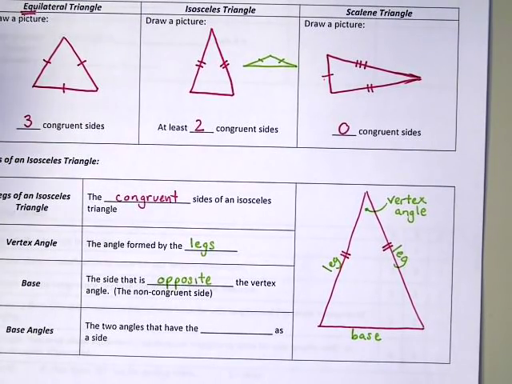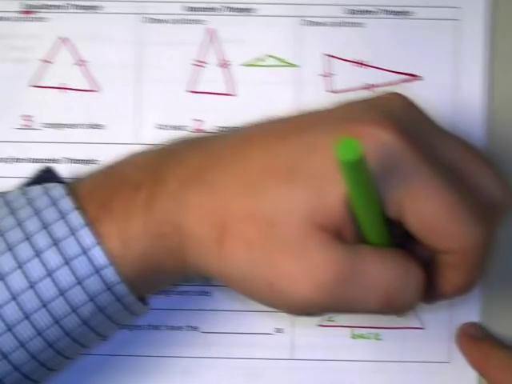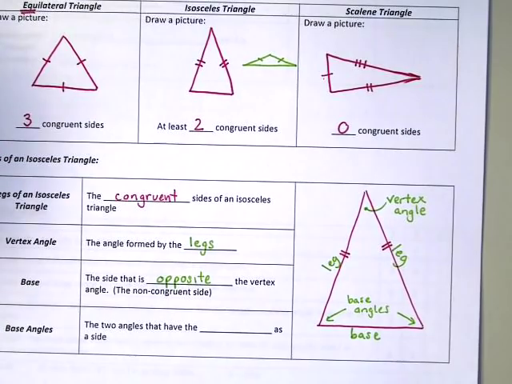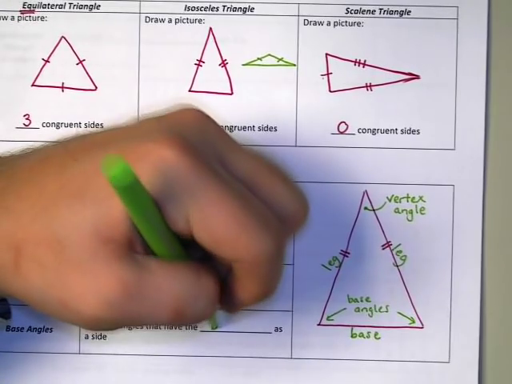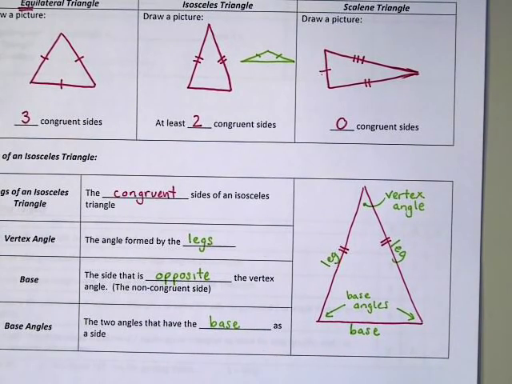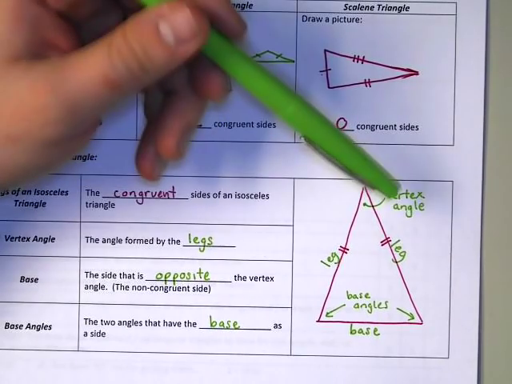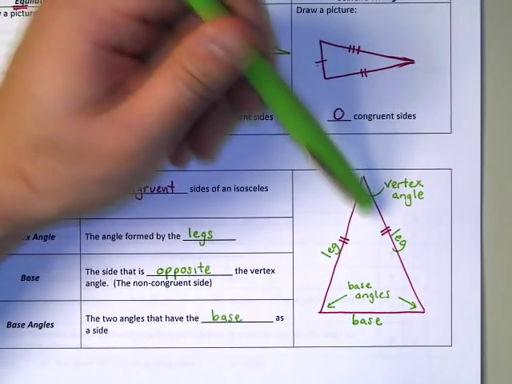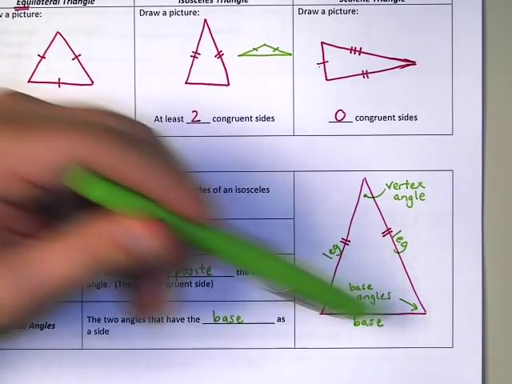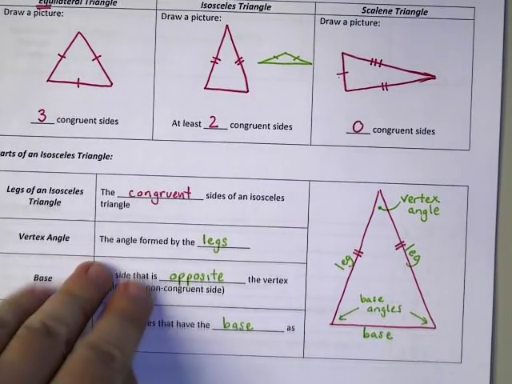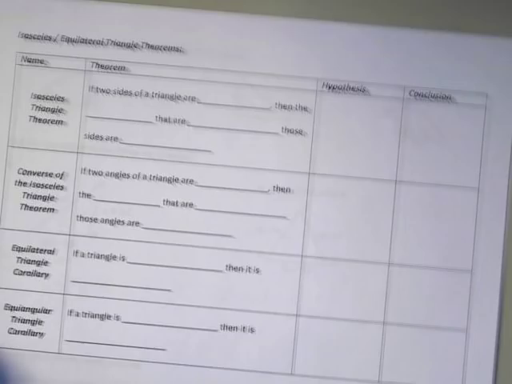And then lastly, guys, not too bad, but we have two base angles. And base angles are just the angles that have the base as a side. So this is something that you should probably memorize. Just know that the vertex angle is the one that's in between both of the legs. The base angles are the angles that are touching the base. Okay, let's move on. A little bit more notes, and then we'll be on to some problems. So we have some theorems that we need to go over here.